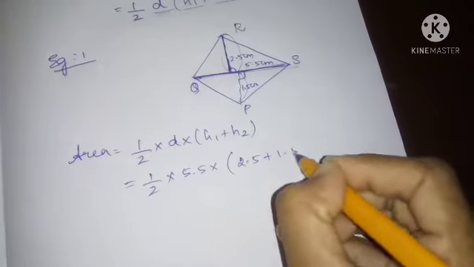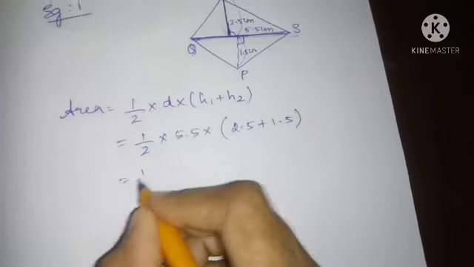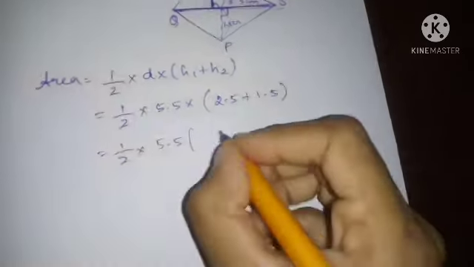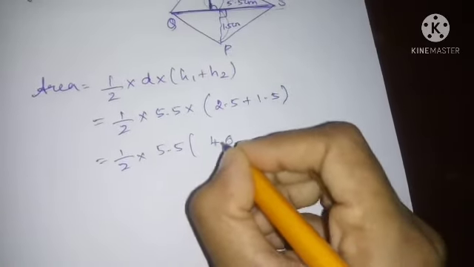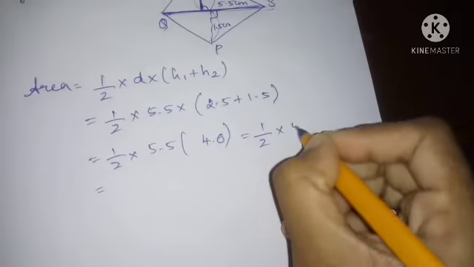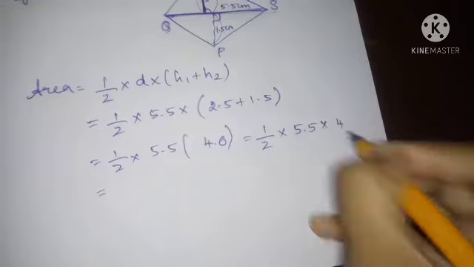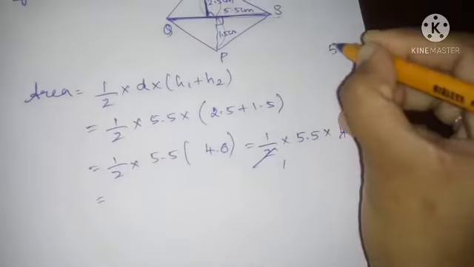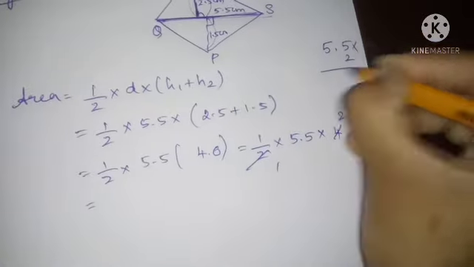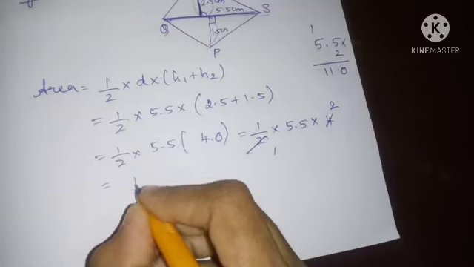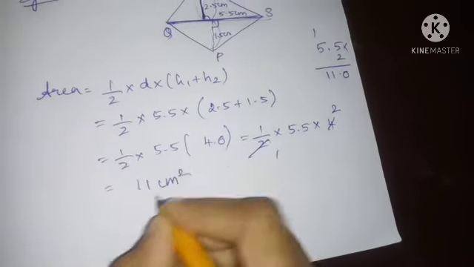2.5 plus 1.5 is 4. 1 by 2 into 5.5 into 4. 2 ones are 2, 2 2s are 4. Now 5.5 into 2 is 11. So the answer is 11 centimeter square.